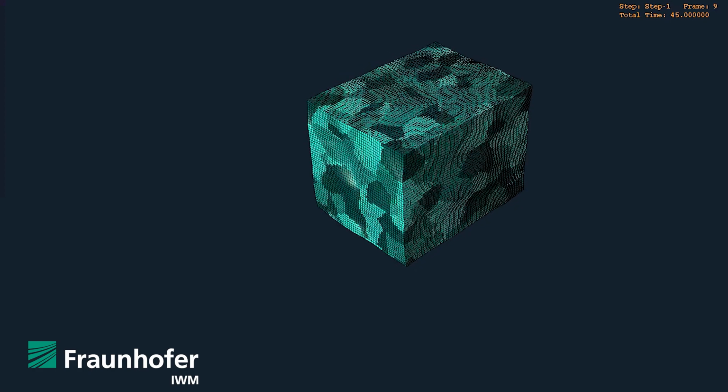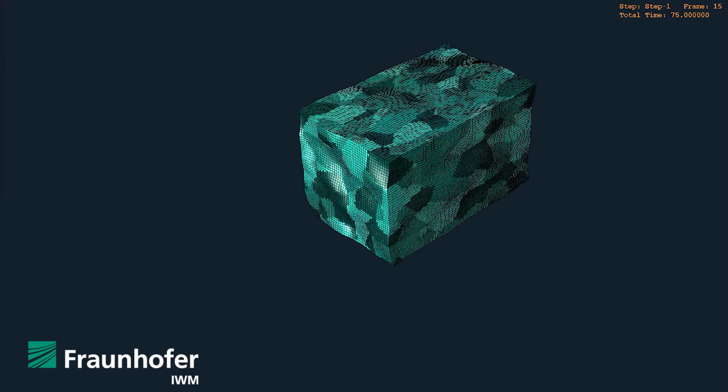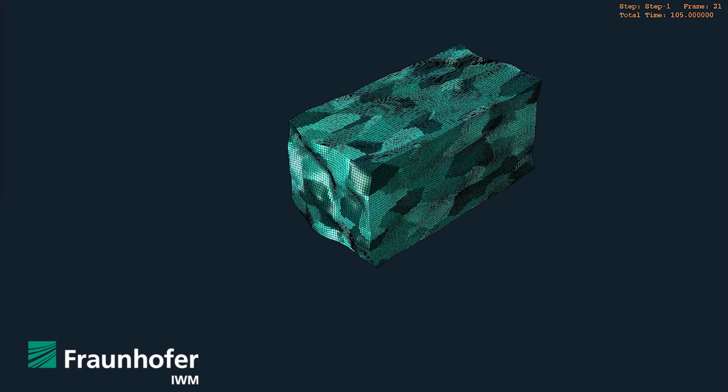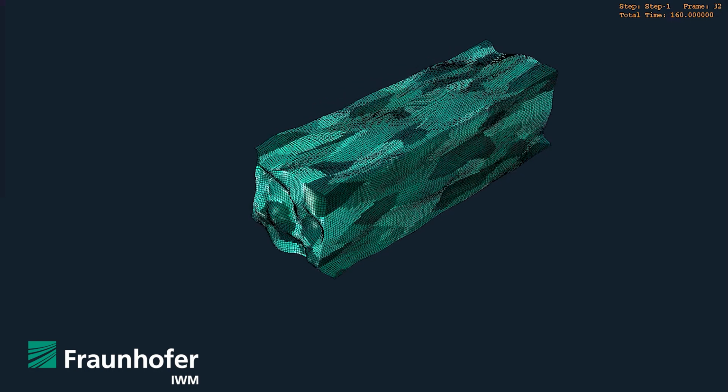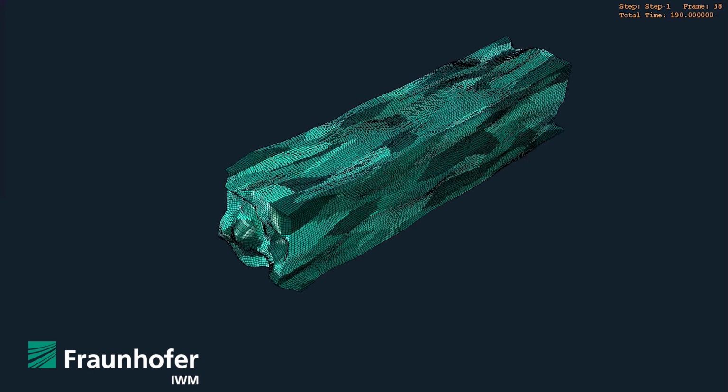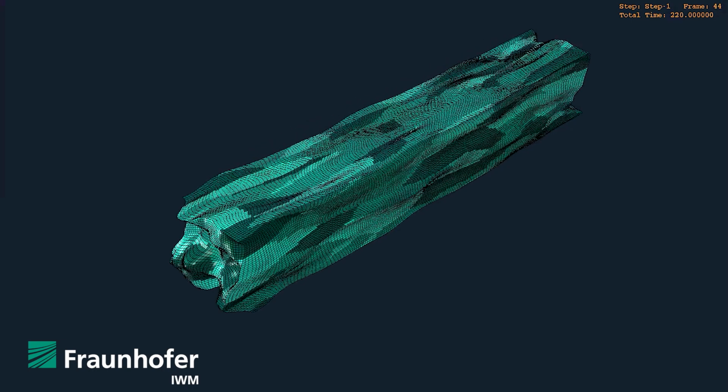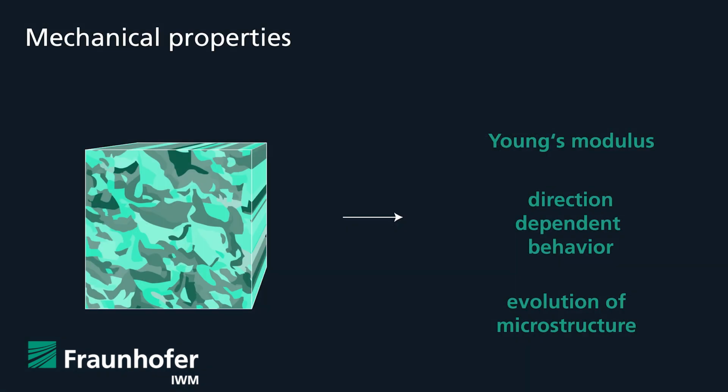Mechanical material properties describe the behavior of the part under various loading conditions. To compute these properties, we use crystal plasticity models to calculate the resulting stress as we deform the representative volume element. From this simulation, we can extract mechanical properties such as Young's modulus and the yield stress, as well as direction-dependent behavior and the evolution of the microstructure.